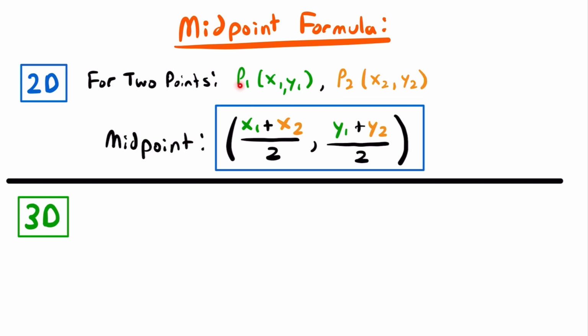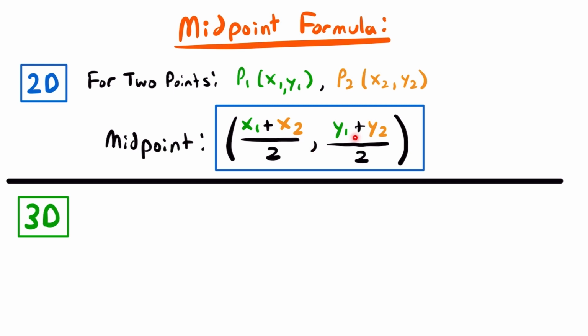So if we have a point P1 and a point P2 with coordinates x1, y1, and x2, y2, we could find the midpoint for those 2 points by taking the average of their coordinates. All right, we take x1 plus x2, divide by 2, and that's the x coordinate of the midpoint. And then for the y coordinate of the midpoint, we take y1 plus y2 and divide by 2. It's just the average of the coordinates from those 2 points.